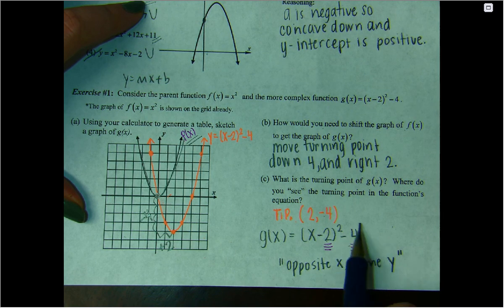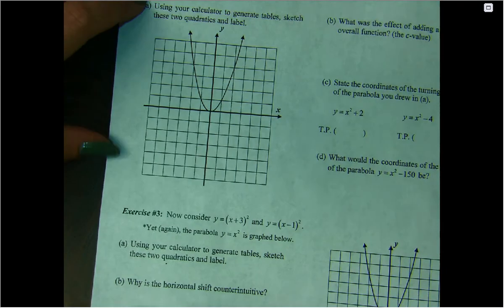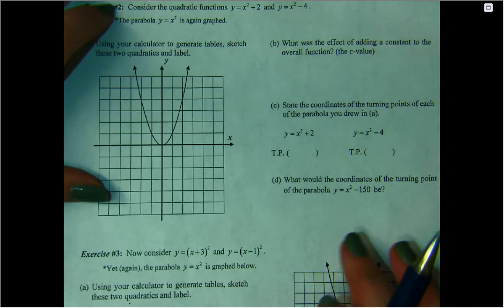So if I'm given an equation, I know the turning point, if it's in vertex form, as opposite x, same y. That means the number with the x, I would take the opposite of that sign and the same y value, okay? So now let's look at a little bit of a different shift, alrighty?